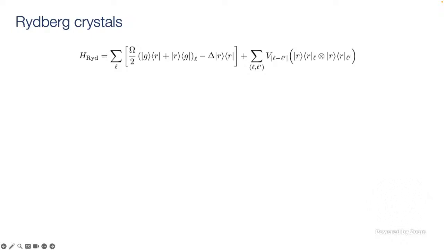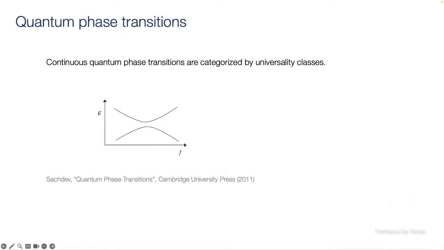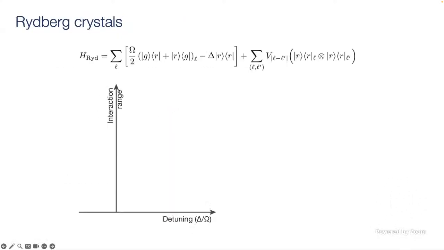So now that I've introduced the many-body Hamiltonian, let's try to look a little bit into the quantum phases of this many-body Hamiltonian. Okay. So on this axis, I'm plotting the interaction strength. And on this axis, I'm plotting the detuning over the Rabi frequency, so delta over omega.